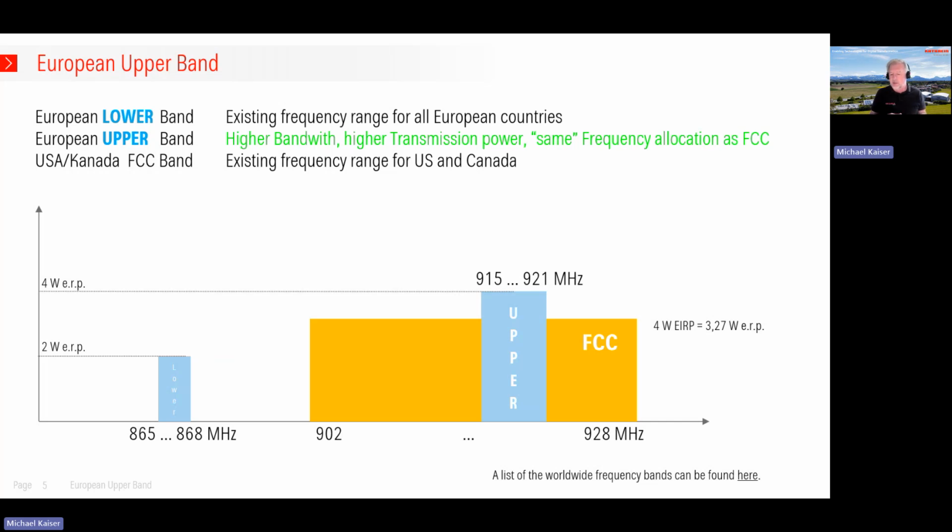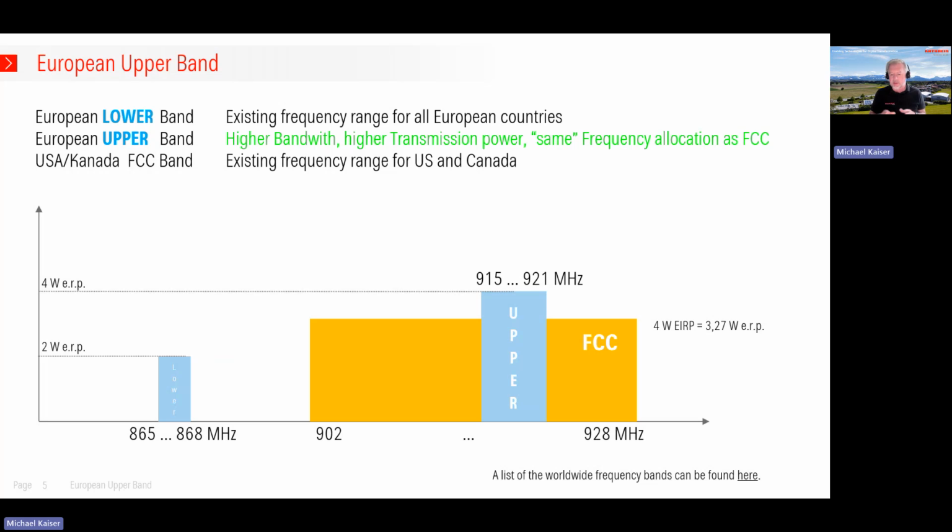And another benefit is that we have the same frequency allocation compared with FCC. Because sometimes, especially when you have applications in Europe and in the US, it could be a problem if you have to test with 865 megahertz and in the US with 900 megahertz. It's only a small difference, but sometimes you can get some problems with this because of the frequency allocation.